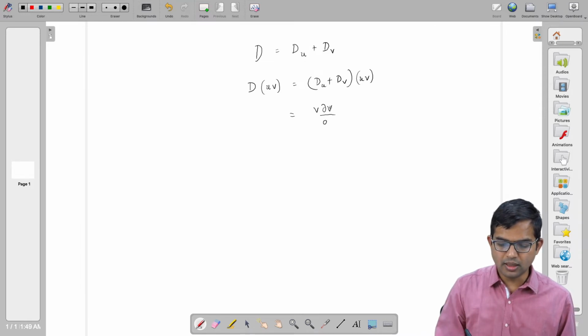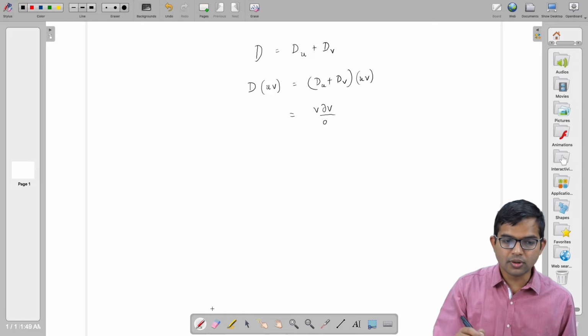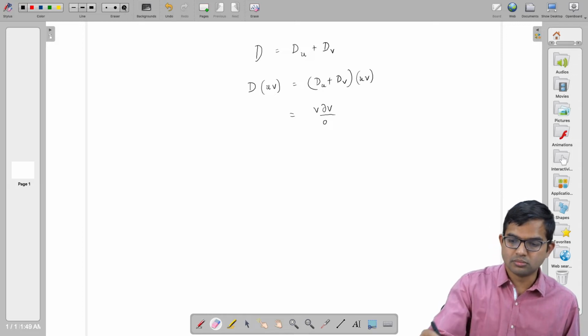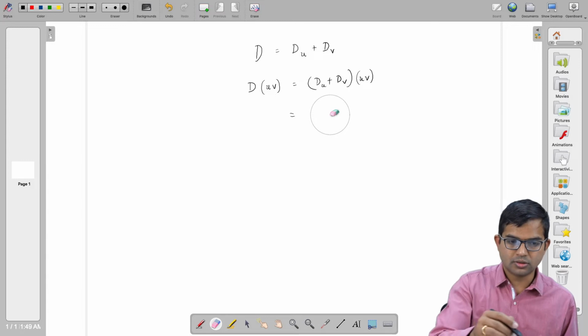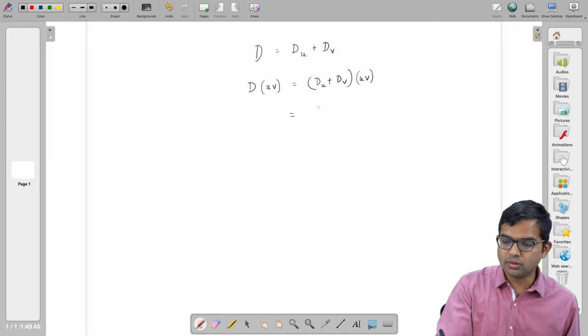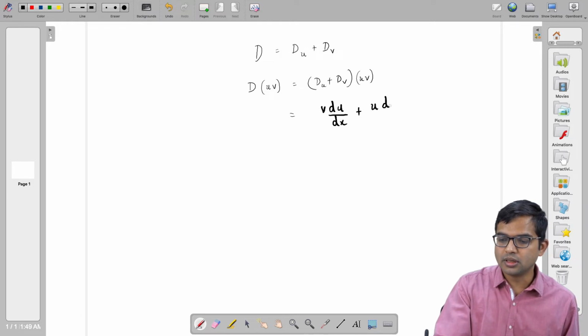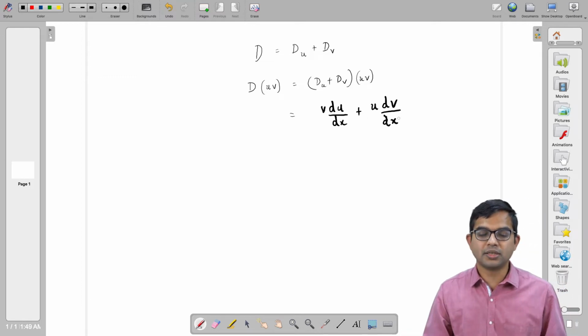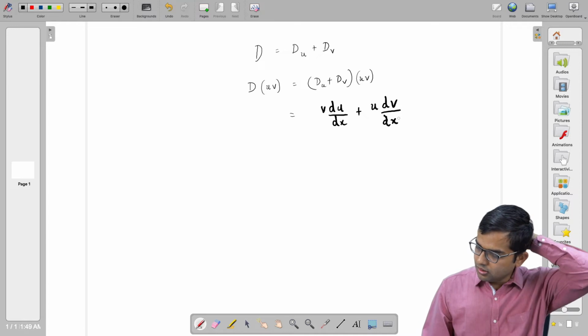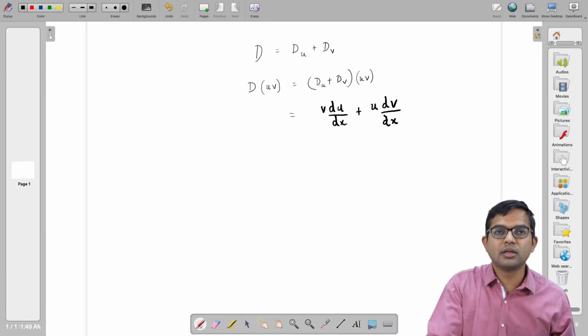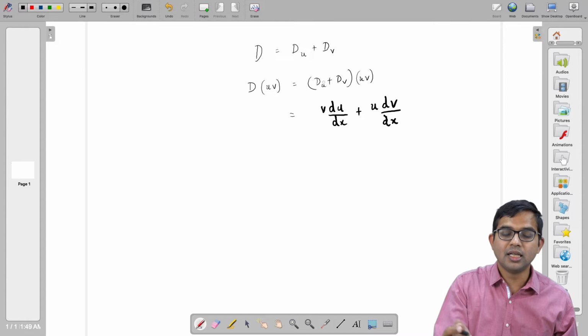Well, we don't even need partial derivatives. So we write it as v times du by dx plus u times dv by dx, right? So we don't even need partial derivatives. You can introduce this notation, and good notation automatically leads you to this result.